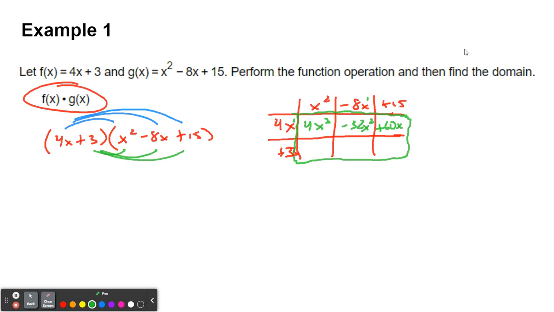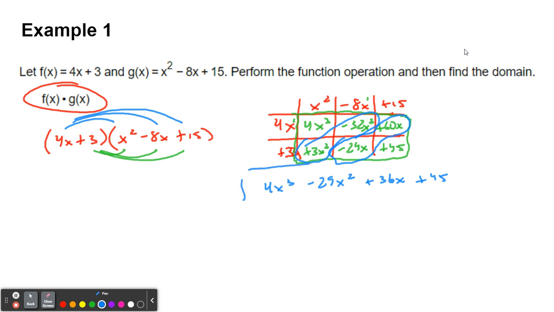And now I'll do the 3. Positive 3 times x squared is positive 3x squared. Positive 3 times negative 8x is negative 24x. And positive 3 times positive 15 is positive 45. And now comes combining like terms. So the first term is going to be the highest power, 4x cubed. Then you're going to combine the x squared terms. So positive 3 and negative 32 is negative 29x squared. Then you're going to combine the x terms. This is negative 24 and positive 60, which is positive 36. And then the positive 45 comes at the end. And that is going to be the product of your 2 functions.